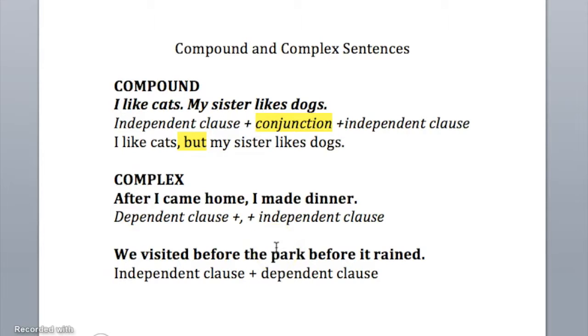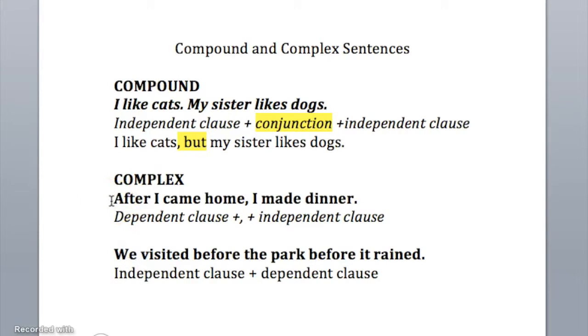Now, complex is a little bit different. A complex sentence has a dependent clause and an independent clause. A dependent clause cannot stand on its own. An independent clause is its own sentence. So a complex sentence can be a dependent clause plus an independent clause, or the independent clause can go first with the dependent clause.